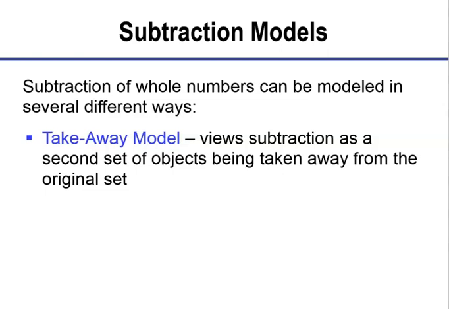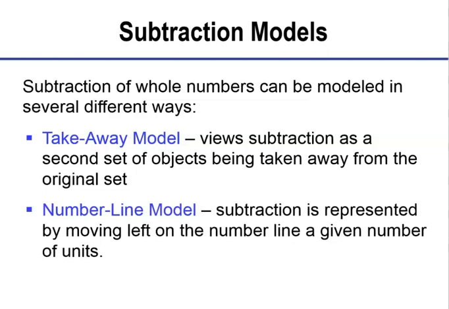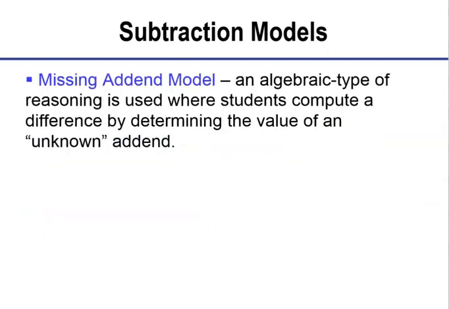Subtraction of whole numbers can be modeled in several different ways. We'll talk about the takeaway model, which views subtraction as a second set of objects being taken away from the original set. We'll show that model. The number line model, where subtraction is represented by moving left on the number line, giving a number of units. And we'll also talk about the missing add-in model, which is an algebraic way of thinking where students compute a difference by determining the value of an unknown add-in.